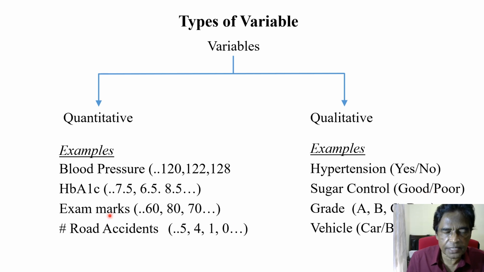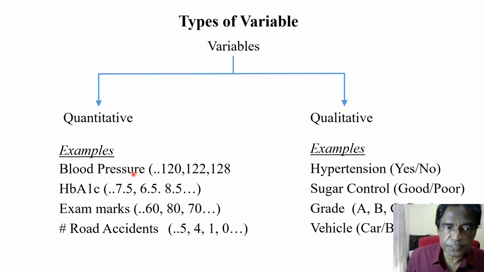Same thing, exam marks can all be averaged. But grades, once you grade them A, B, C, D, you can't average them. Number of road accidents, how many accidents per day, we can average over time. But the vehicle involved in the accident, whether car, motorbike, or bus, can't be averaged. So be very careful of what variables you have and whether they are measured quantitatively or qualitatively.